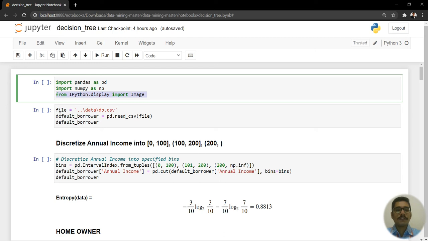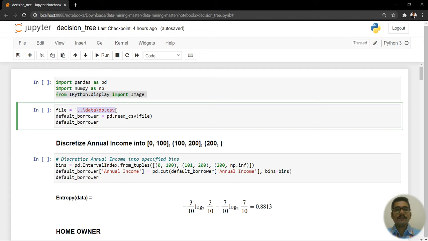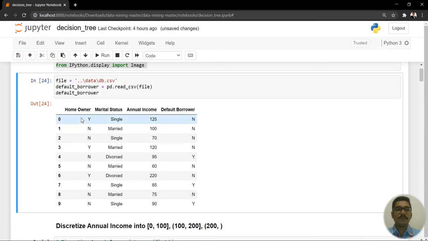Then here, in this repository in my local system, I have a CSV file called db.csv, and I'm keeping that in an object called file. From that I am creating a data frame, so that is this line. If I execute this, this is how my original data set looks.